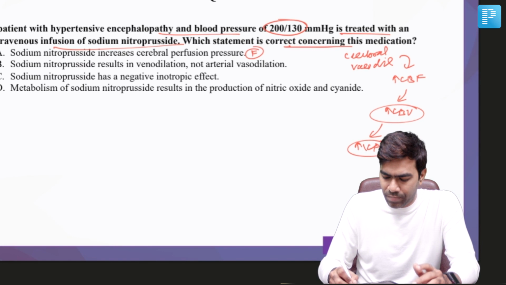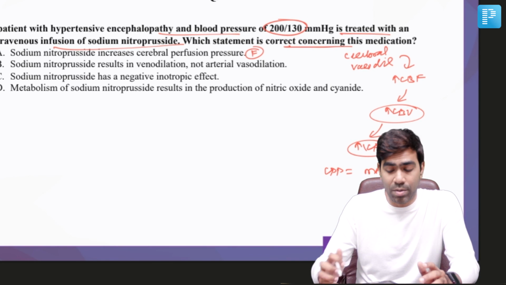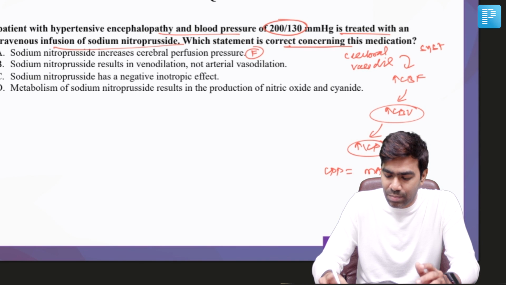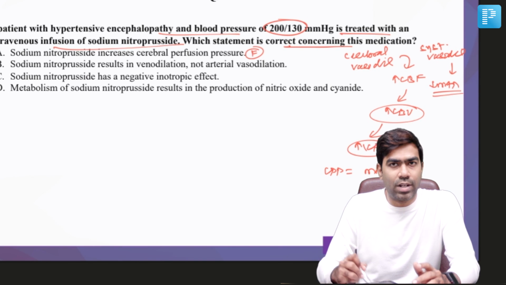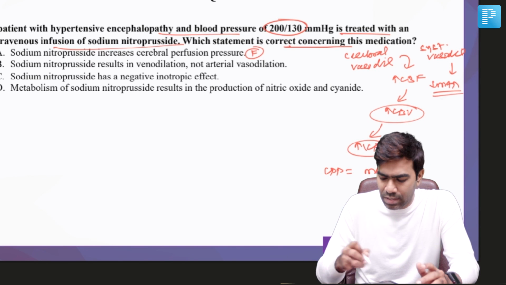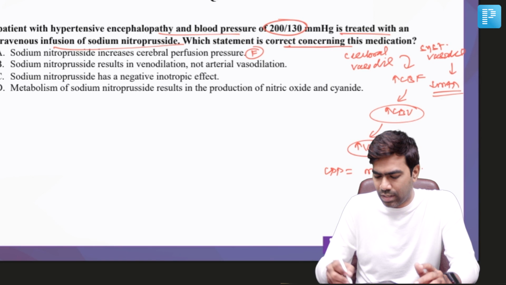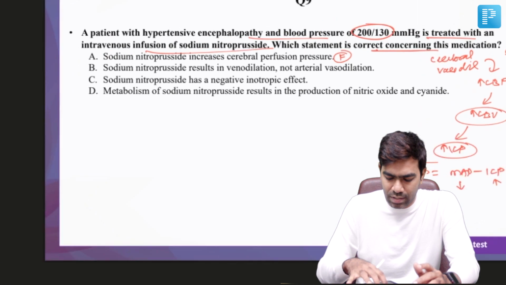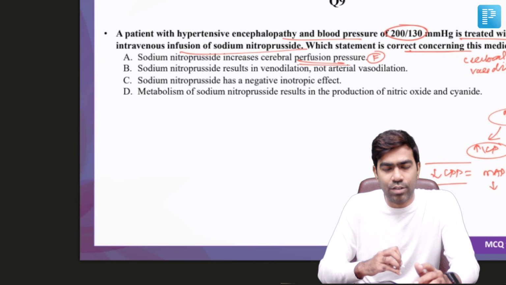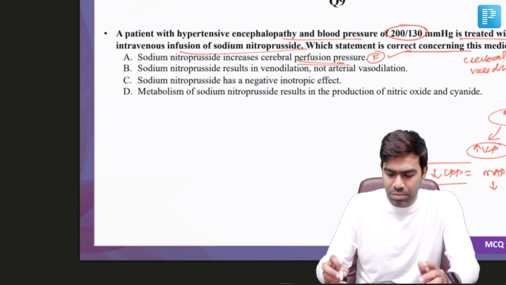Please understand, your cerebral perfusion pressure is going to be the difference between mean arterial pressure and intracranial pressure. And sodium nitroprusside also produces systemic peripheral vasodilation, which definitely is going to reduce the mean arterial pressure. Because your MAP is decreasing and your ICP is increasing, your CPP is going to decrease. So it can reduce the cerebral perfusion pressure. So option number 1 is false.